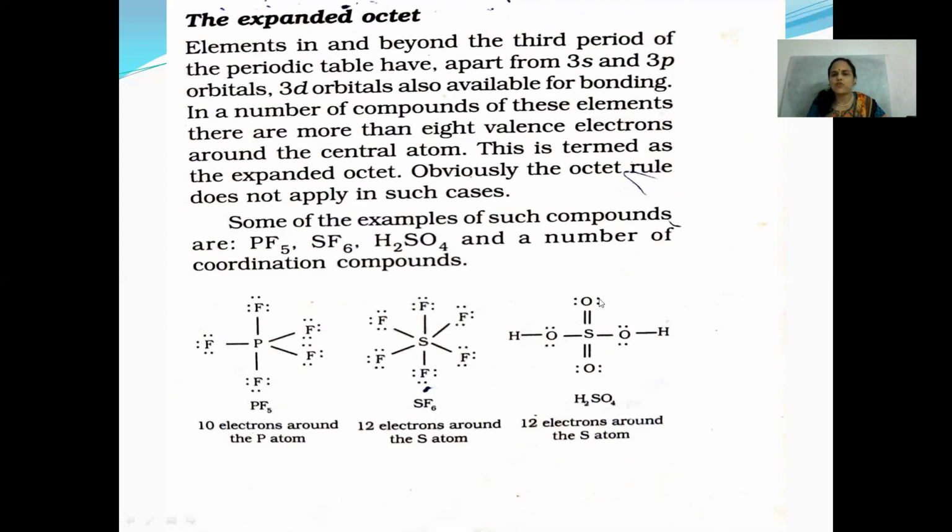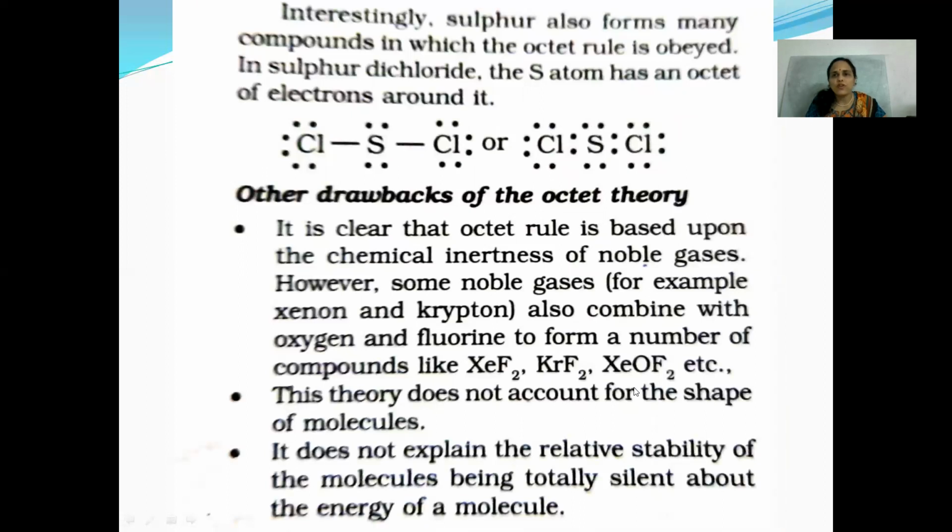Similar is the case in H2SO4. There are 12 electrons present around the sulfur atom, and the octet rule does not apply in these cases. So this becomes the case of an expanded octet. These molecules are stable in nature, but this was the limitation of the octet rule. Sulfur also forms many compounds in which the octet rule is obeyed. In sulfur dichloride, the sulfur atom has an octet of electrons around it. So you can see the sulfur dichloride, SCl2 molecule, and the sulfur atom has its octet complete there.